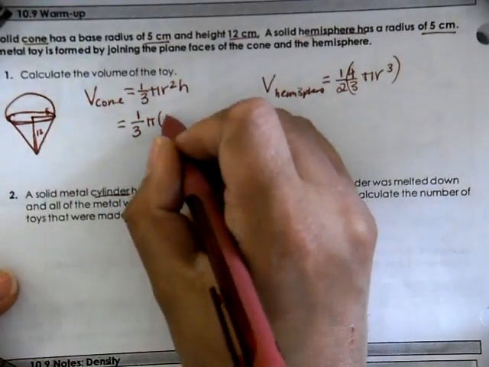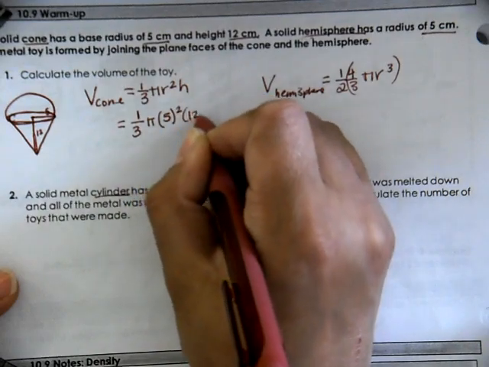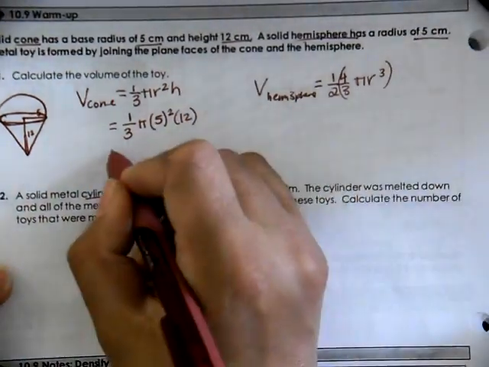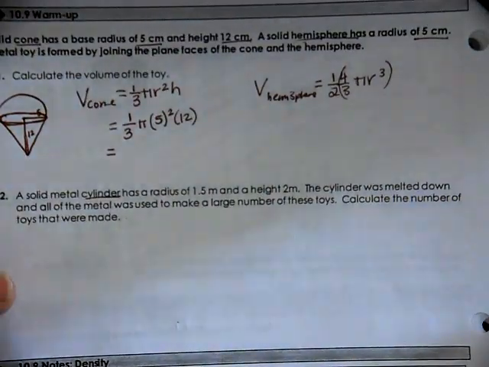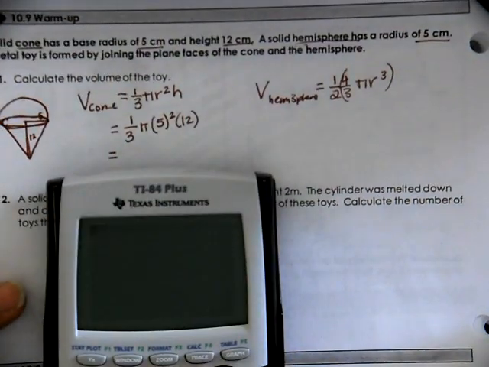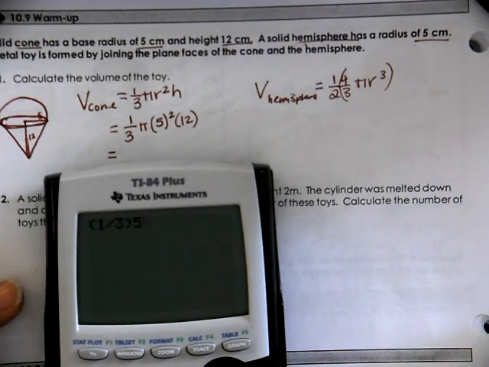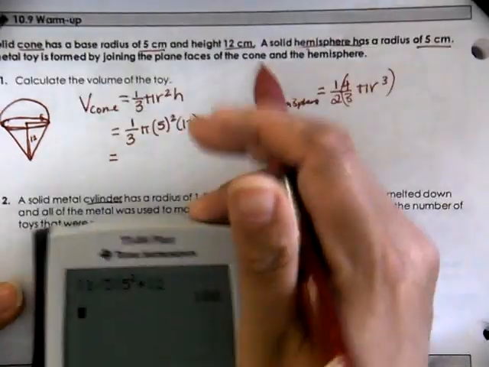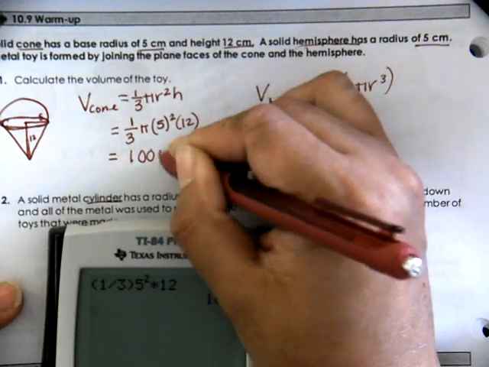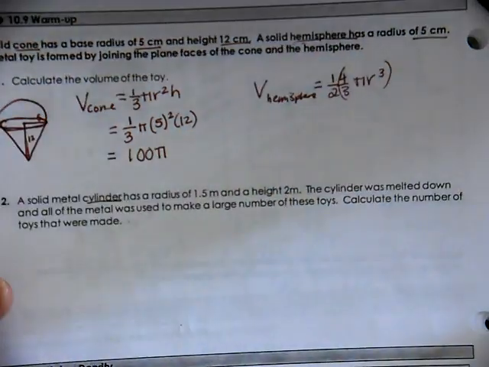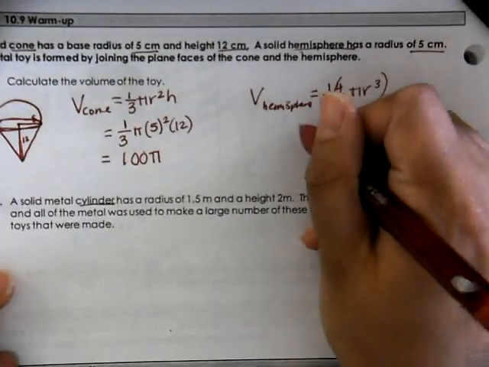So this would be 1/3 pi 5 squared times 12. And I'll calculate just on a calculator here with the numbers. I don't want to type in pi, so I'll just do 1/3, and then we have 5 squared, and then times 12. That comes out to 100, but don't forget about pi. So 100 pi is the volume of the cone. And I'll wait till the very end and put units, but you could do units sooner if you needed to. Okay, so then we have the hemisphere.